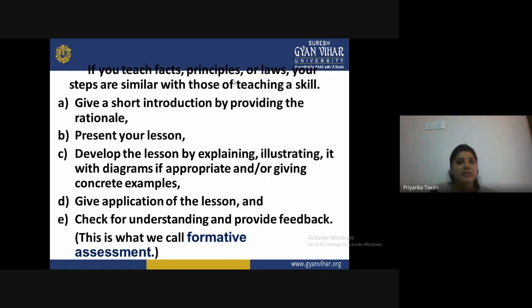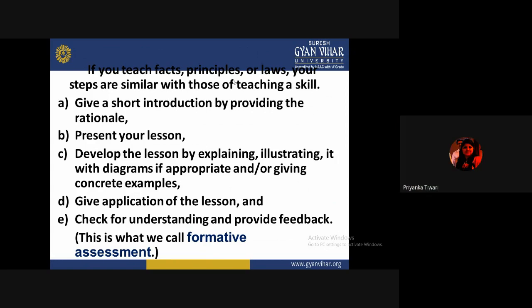If you teach facts, principles, or laws, your steps are similar to those of teaching a skill. Give a short introduction by providing the rationale, present your lesson, develop the lesson by explaining, illustrating it with a diagram if appropriate, and giving concrete examples. Give application of the lesson and check for understanding and provide feedback. This is what we call formative assessment.